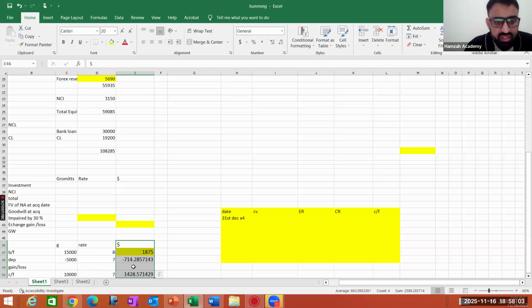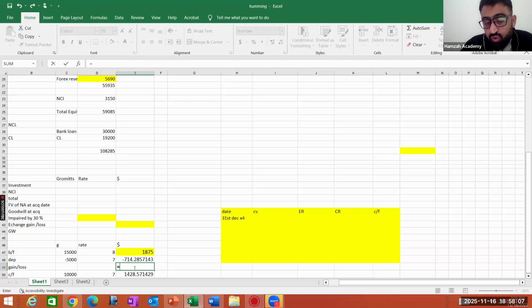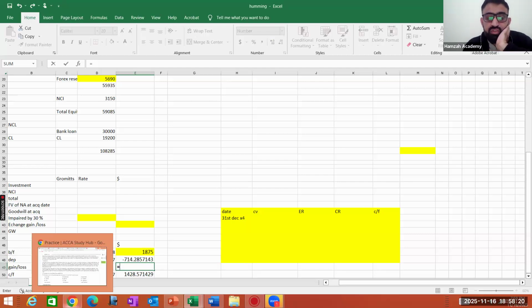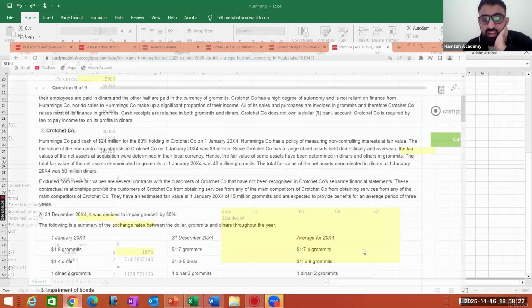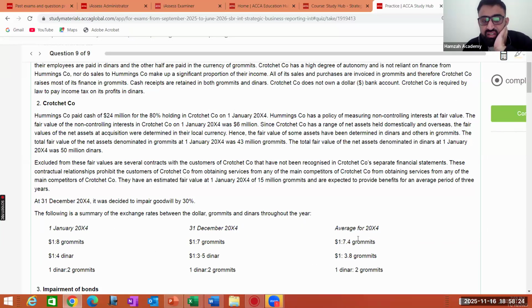But the most important thing, now the opening value of the customer list is translated using the historical exchange rate at the date of acquisition, depreciation expense is translated using the average rate, and the closing value of the asset is translated using the closing rate. Now the average rate and the closing rate at December X7 are both the same.